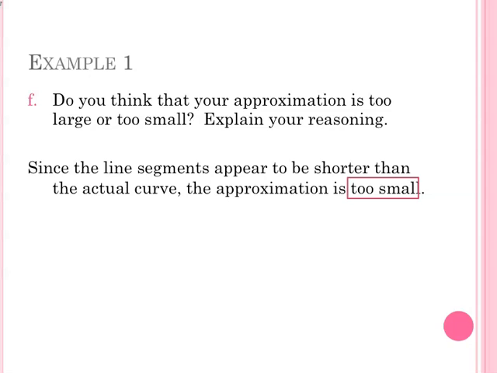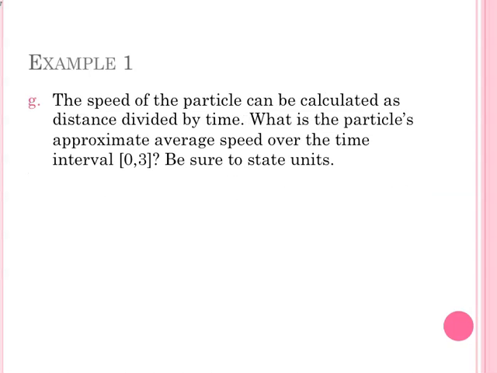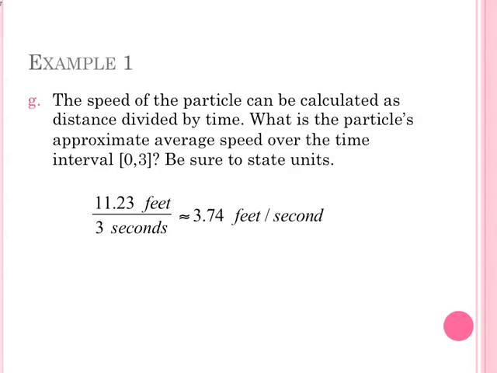All right, next part. The speed of the particle can be calculated as distance divided by time. What is the particle's approximate average speed over the time interval 0, 3? Be sure to state units. Okay, so we know that we're approximating, so we're going to use that distance traveled that we just found. And we know speed is distance divided by time. So the time interval is from 0 to 3, which is a total of 3 seconds. So this is going to be 11.23 feet over 3 seconds. So that comes out to be about 3.74 feet per second.